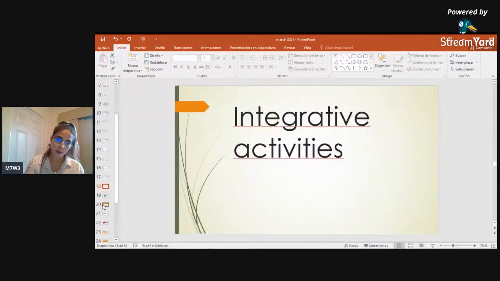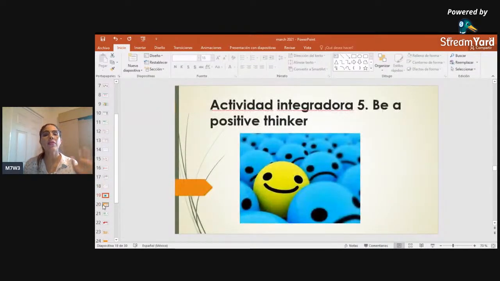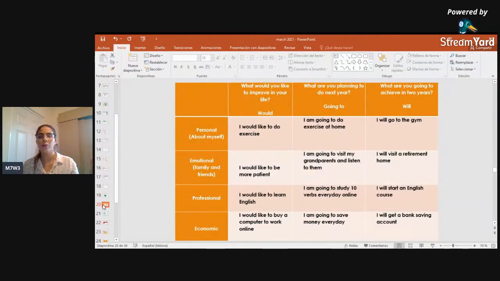And let's start with the integrative activities. Vamos a empezar con las actividades integradoras. In the 5th one, be a positive thinker. Sé un pensador positivo. You're gonna fill this chart. Van a llenar una tabla como esta. Aquí yo les llené con algunos ejemplos. ¿Para qué? Para poder hilar las ideas.